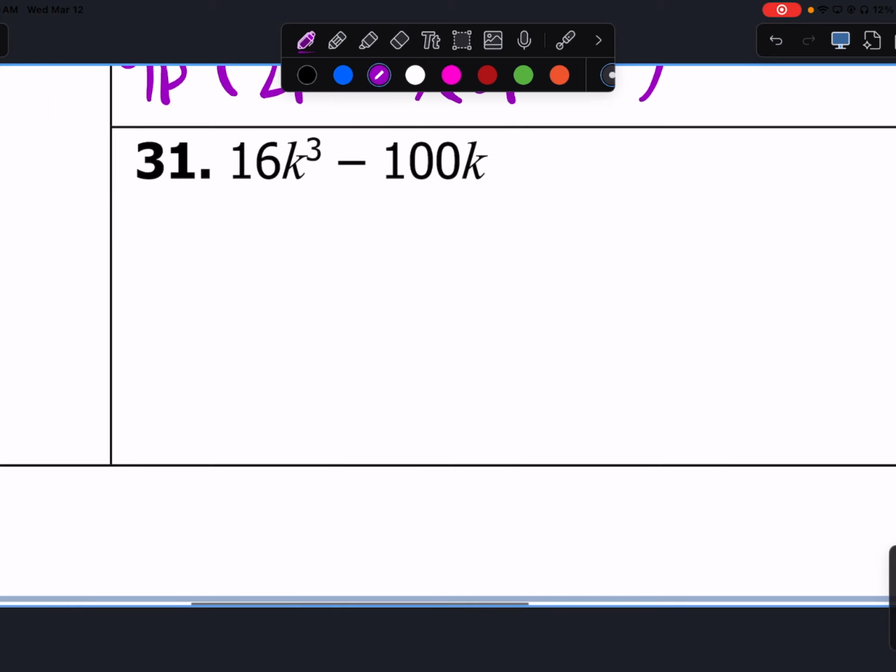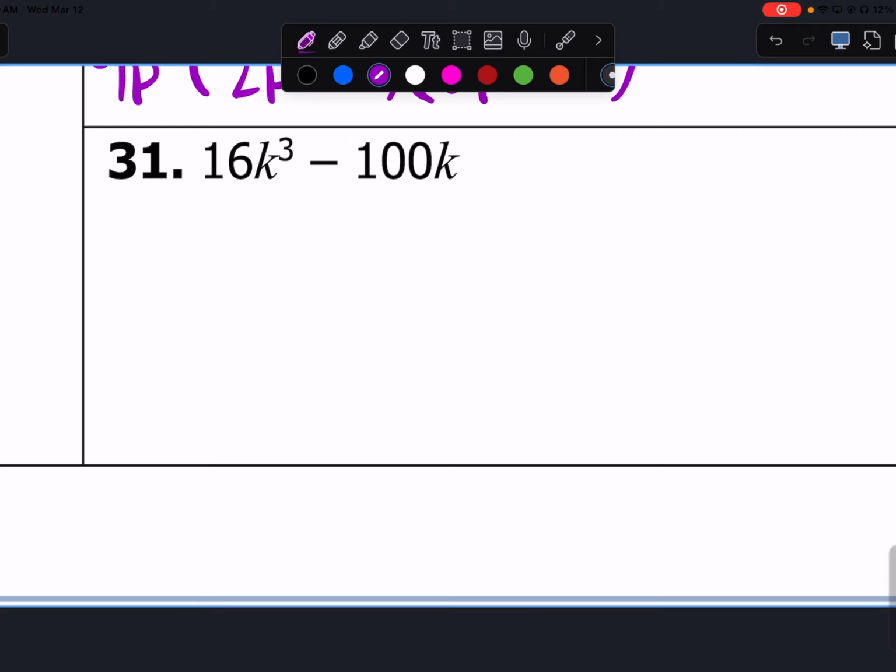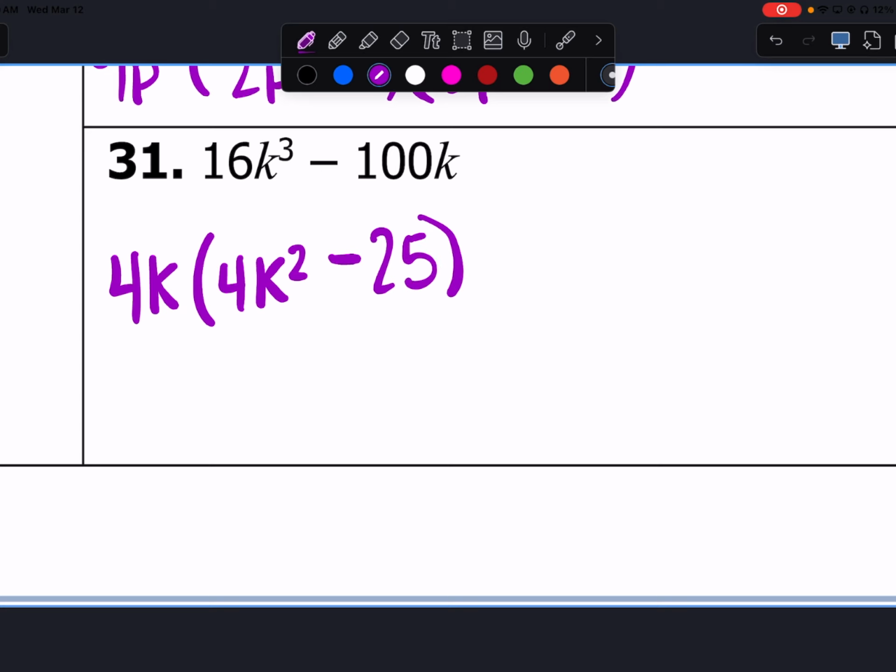What's my GCF that can go into both of those? Yeah, it's 4k. So 16k to the 3rd divided by 4k is, 100k divided by 4k is 25. So my answer would be what? 4k times 2k.